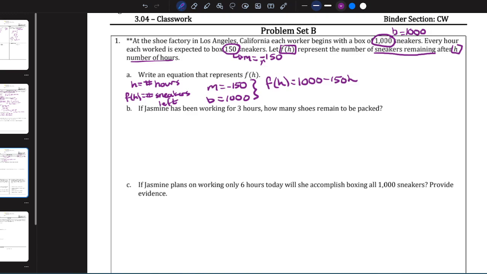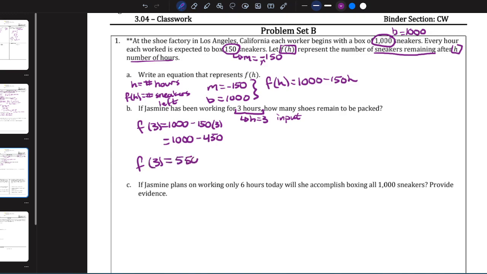Now, part B. Okay, if Jasmine's been working for 3 hours, well, hang on, let's quickly grab this. That's an h value. How many shoes remain to be packed? Okay, well, this is going to be an input. And so we're going to have f of 3 is equal to 1,000 minus 150 times 3. Just going to give us 1,000 minus 450. And so f of 3 is going to be equal to 550.